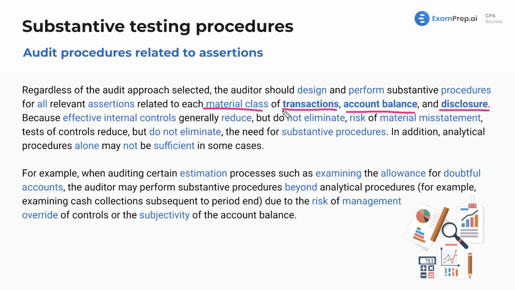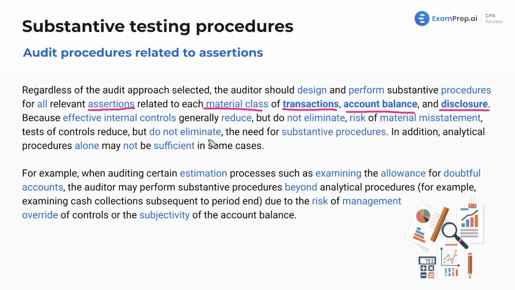However, for the material classes of these three, you're going to want to identify tests for existence, completeness, occurrence, all of those. And as we've seen in the past, for example, when it comes to auditing cash, auditing the cash rec as well as sending out bank confirmations is going to pretty much assess all of the assertions as it relates to cash, except for cutoff. So you can do one or two tests that are going to cover the majority of the assertions. And remember, these are the management assertions. Have those memorized. Just a general check in there. Because effective internal controls generally reduce but do not eliminate the risk of material misstatement.